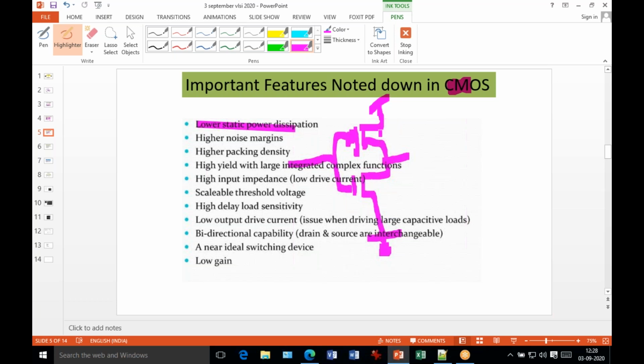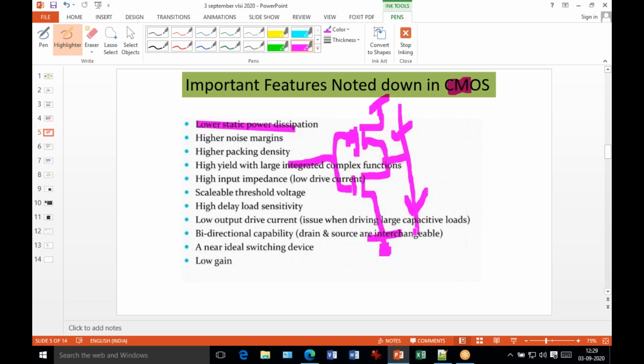At any one time, only one transistor is on. This is on or this is on, but both are not on at the same time. If both are on, then current flows from higher to lower, and of course the static power plays an important role. What is static power? V into I. If your current flows steadily from VDD to ground, then the static power is very high.